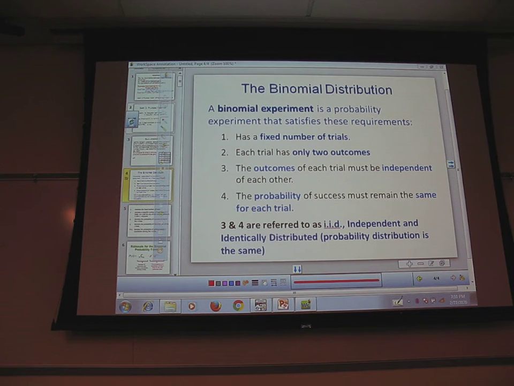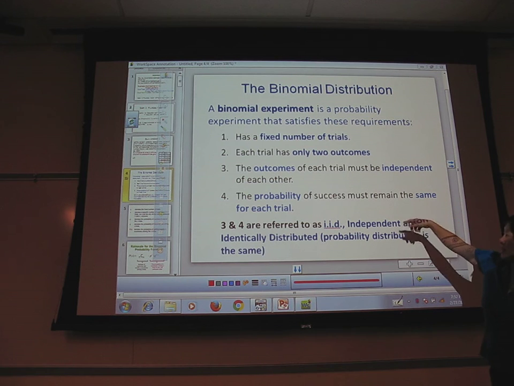And then you go up to number one and say, do you know ahead of time when you're going to stop? You know before you start when you're going to stop. How many people you're going to ask? How many times you're going to flip a coin? How many times you're going to roll a dice? Do you know before you start how many you're going to do? That's a fixed number of trials.